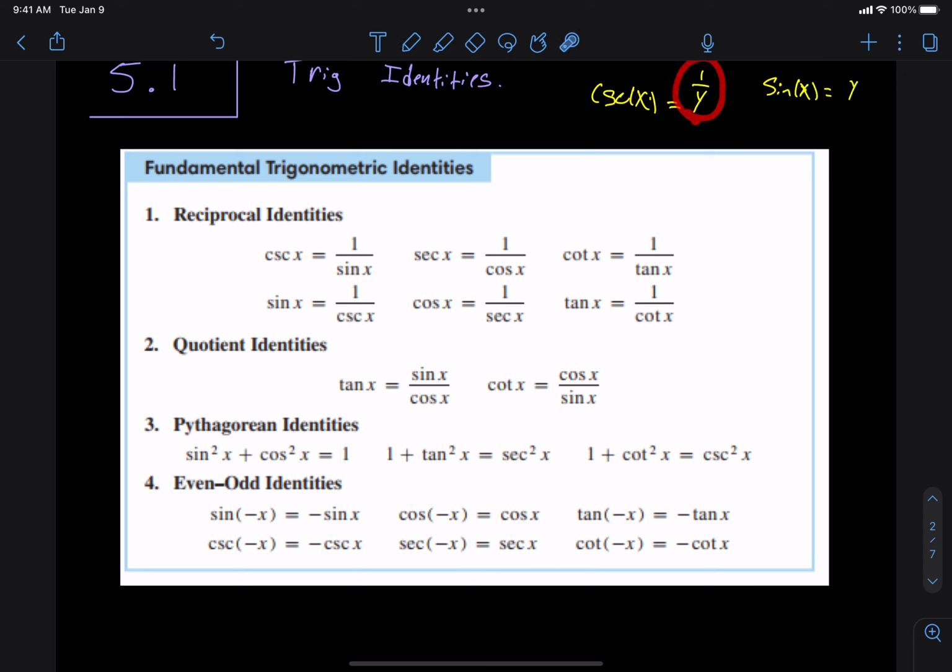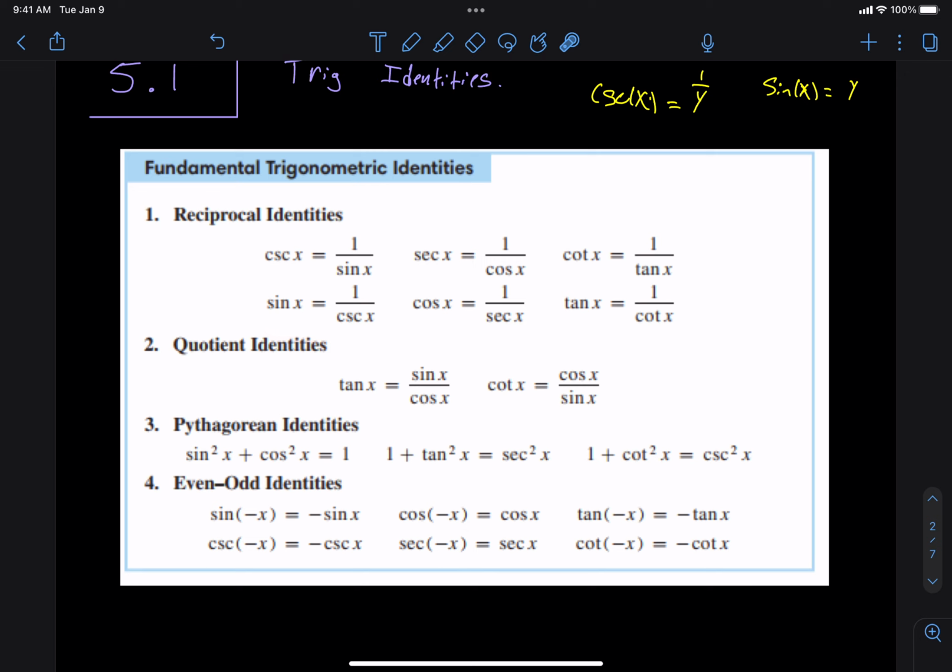So these two right-hand sides are reciprocals of one another. Namely, if I divide 1 by y, I get 1 over y. And if I do 1 divided by 1 over y, I also get y, because dividing by a fraction is the same as multiplying by the reciprocal. So the two of them are reciprocals of each other, right? So that's why we get these two here for cosecant and sine.